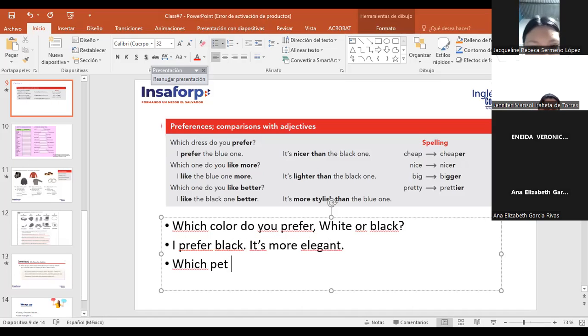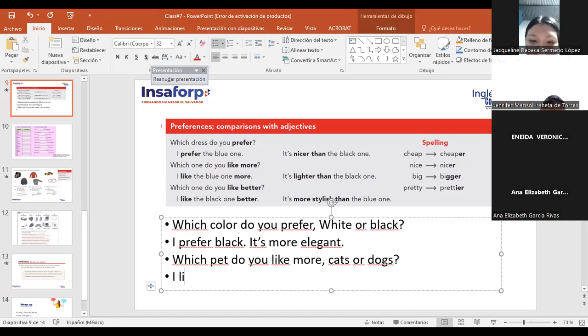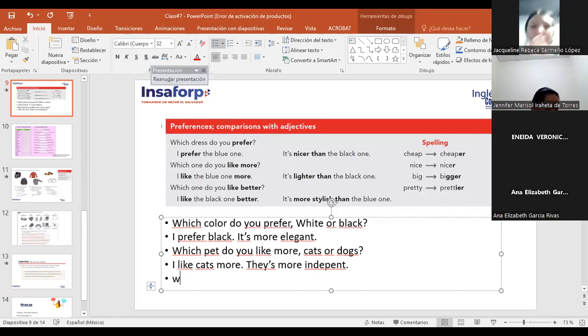Which pet do you like more? Cats or dogs? I like cats more. Why? They're more independent. That's why I like my cat, because it's very independent. Another question.